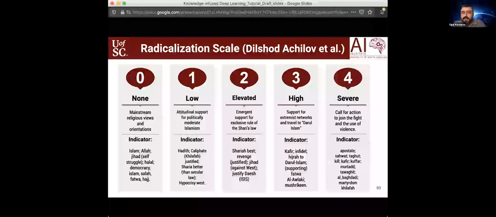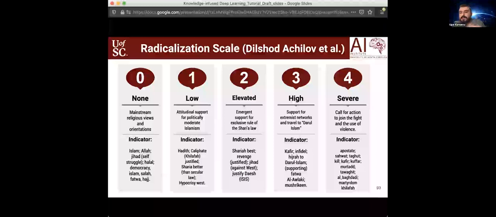What you can see is, in the beginning stages of extremism, some more religious rhetoric or religious content and religious context. On the other hand, starting maybe from the first and second, the low and elevated stages, you can see more ideological content. Then you can convince that person to your ideology.